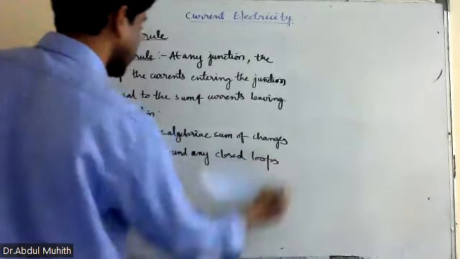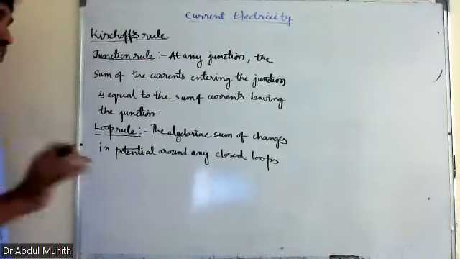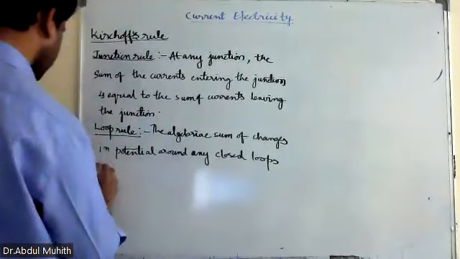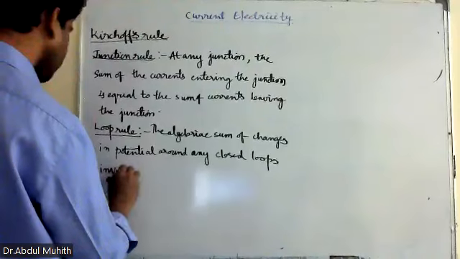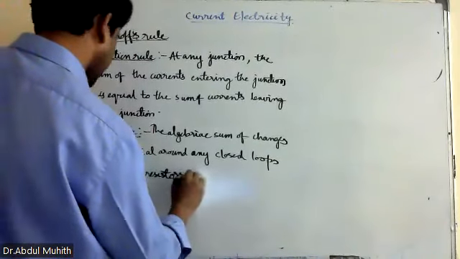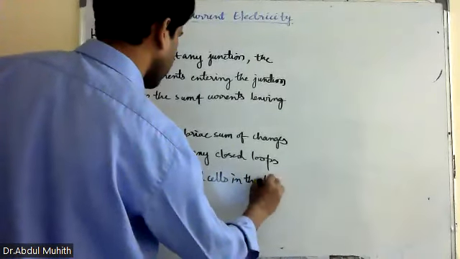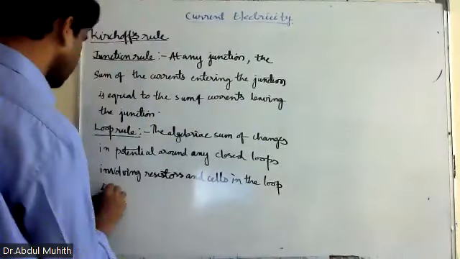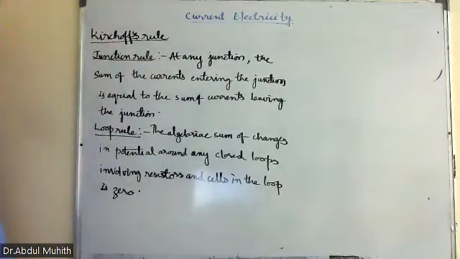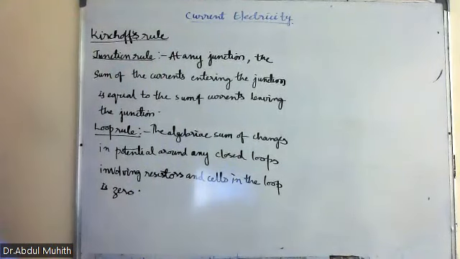Please learn the statements as it is. Statements do not change. Whatever is given as it is, you have to write. Explanation you can write in your own words, but statements do not change. Write as it is. The algebraic sum of changes in potential around any closed loop involving resistors and cells in the loop is 0.